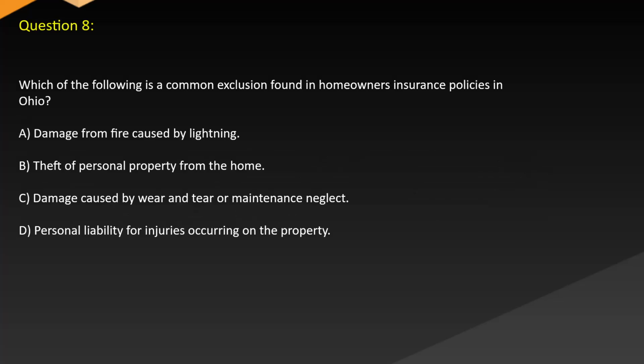Question 8. Which of the following is a common exclusion found in homeowners insurance policies in Ohio? A. Damage from fire caused by lightning. B. Theft of personal property from the home. C. Damage caused by wear and tear or maintenance neglect. D. Personal liability for injuries occurring on the property.